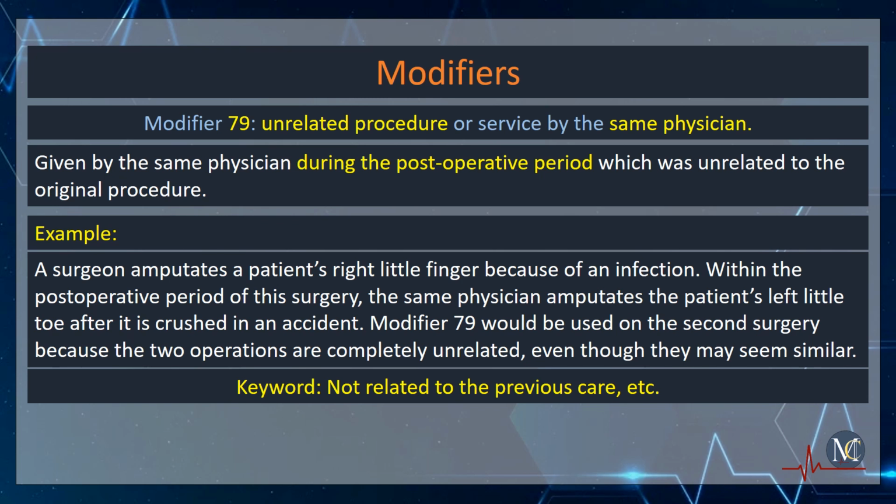Let's take an example. A surgeon amputates a patient's right little finger because of an infection. Within the post-operative period of this surgery, the same physician amputates the patient's left little toe after it is crushed in an accident. Modifier 79 would be used on the second surgery code because the two operations are completely unrelated even though they may seem similar. Keywords used in the CPT procedure to apply modifier 79 are: not related to the previous care.